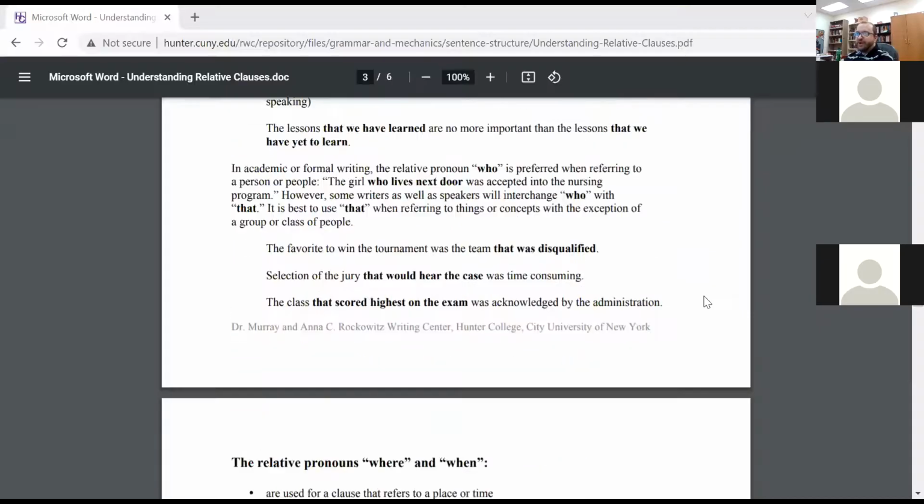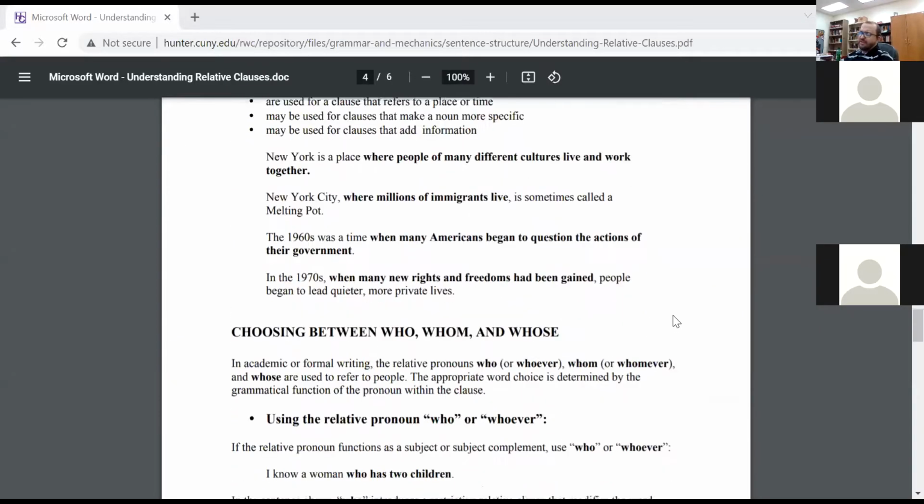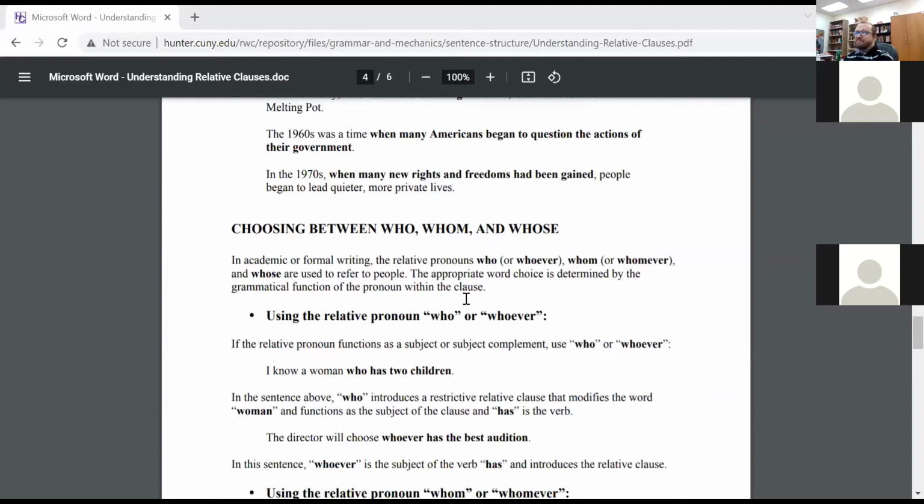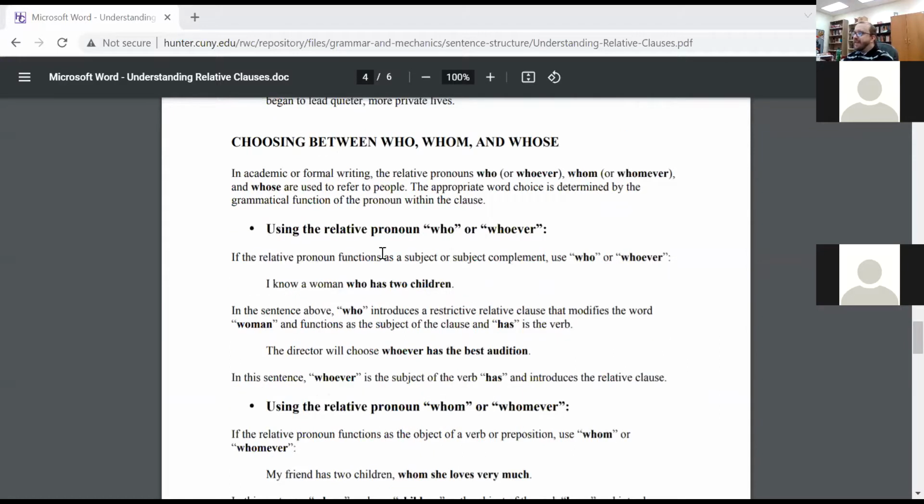Okay, so back to this. I also want to go over when you use who or whom. So which or that is used whenever you're talking about something that's not a person. You're talking about an object or an animal or something like that. You use who or whom whenever you talk about people. So this works the same way.